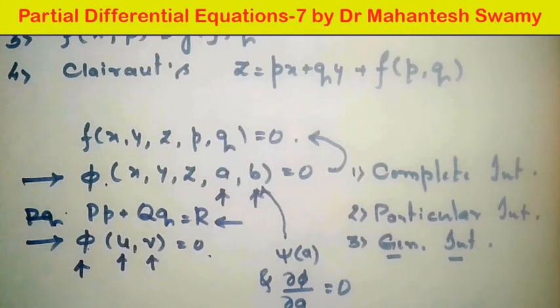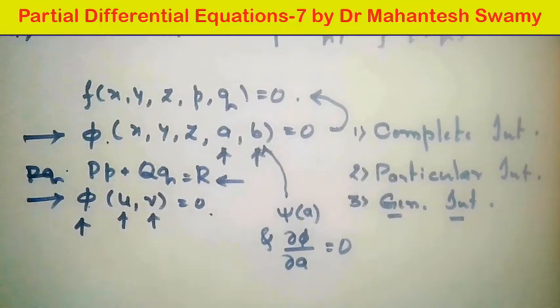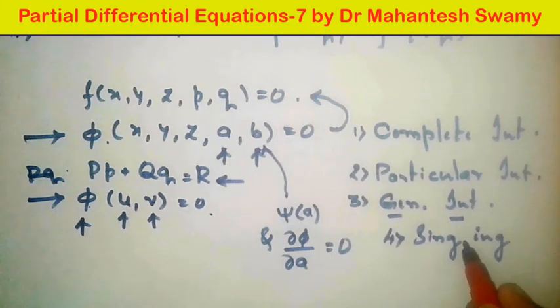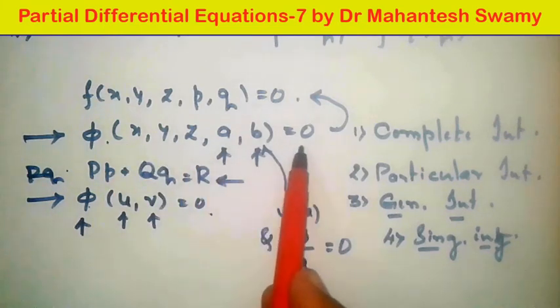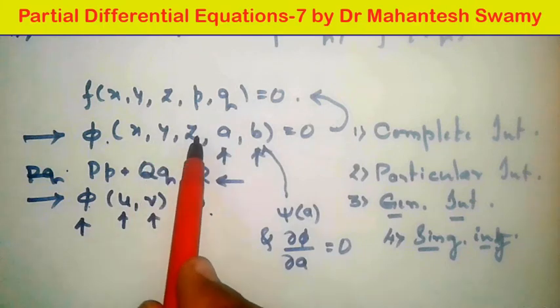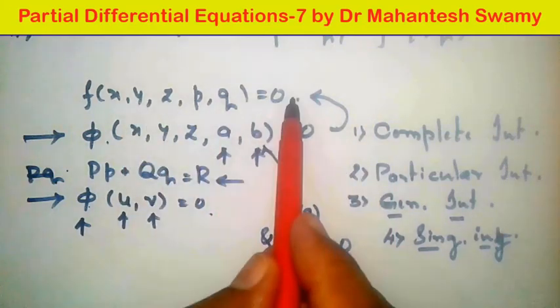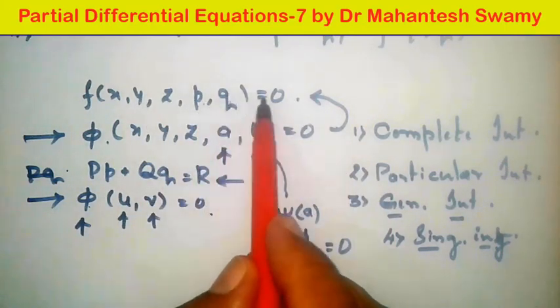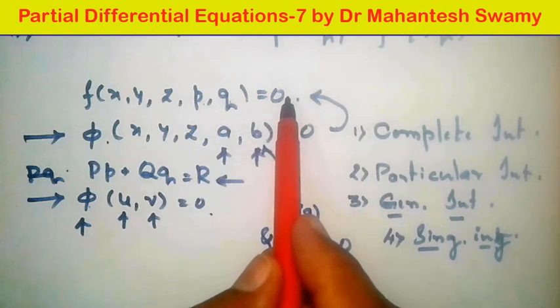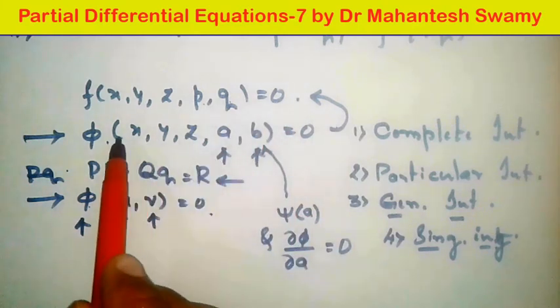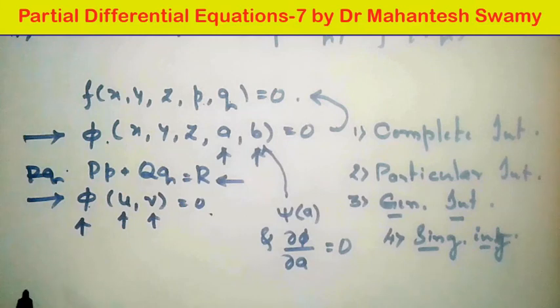Now one more important type of solution is the singular solution. So this is another very important kind of solution, the singular integral. So what is the singular integral? If phi of x comma y comma z comma a comma b equal to 0 is a complete integral of the given PDE, that is f of x comma y comma z comma p comma q equal to 0, then the singular integral is the expression obtained by eliminating a and b from the complete integral.